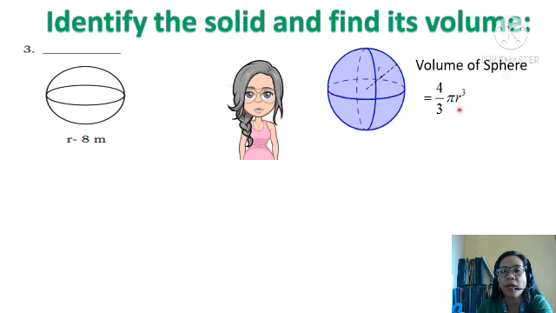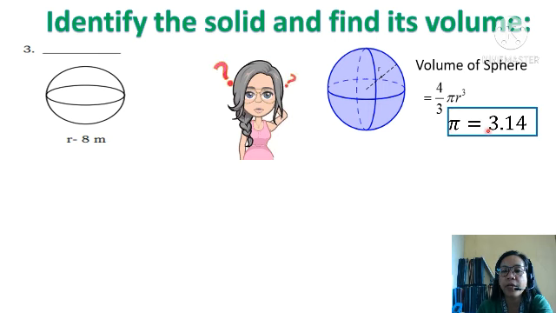Okay? So, ulitin ko. How to find the volume of a sphere? The volume of a sphere is 4/3 times pi times radius cube. Okay? Remember that the value of pi is 3.14. That is constant. Hindi yan magbabago.